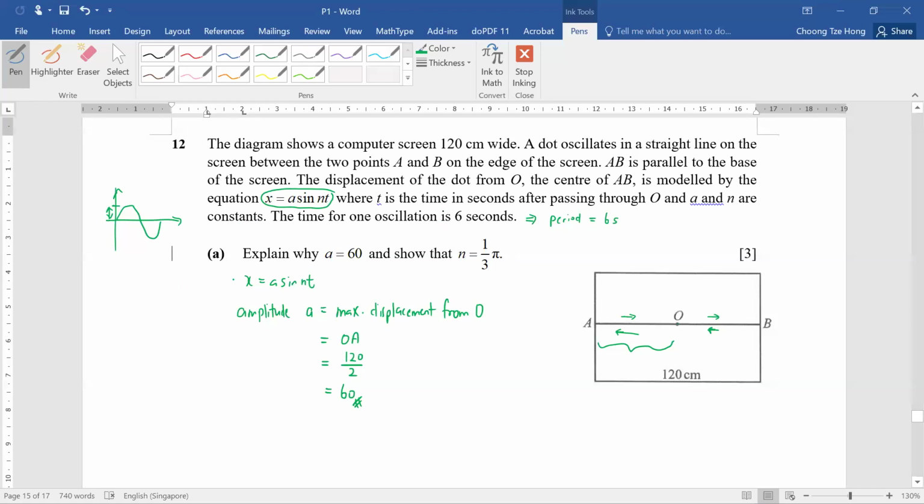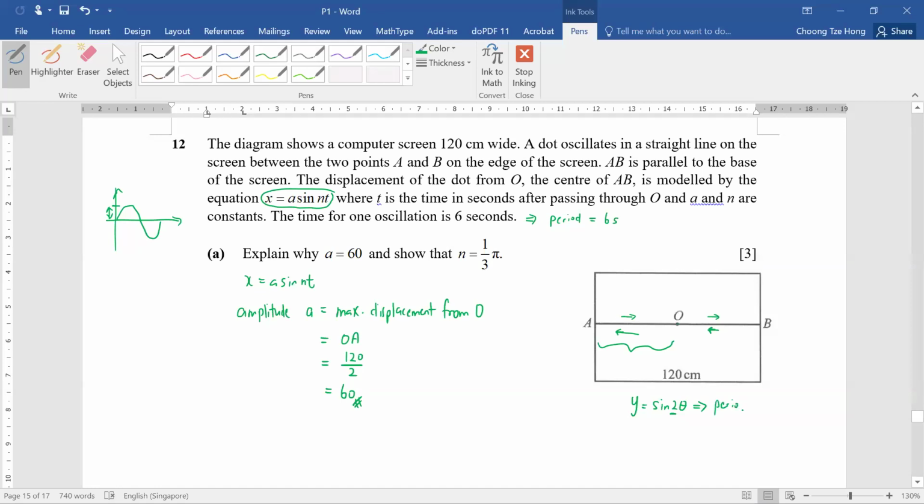Let's say, if you recall, I'm going to write over here, the trigo function is y equals sine 2 theta. You recall this 2 over here means that within a time frame from 0 to 2 pi, there will be 2 complete oscillations. And period is the time for one complete oscillation. So if it's two complete oscillations within 2 pi, it means the time taken for one complete oscillation will be pi.